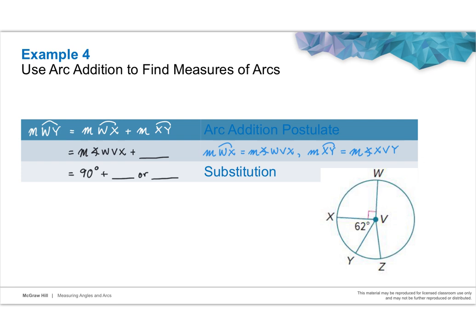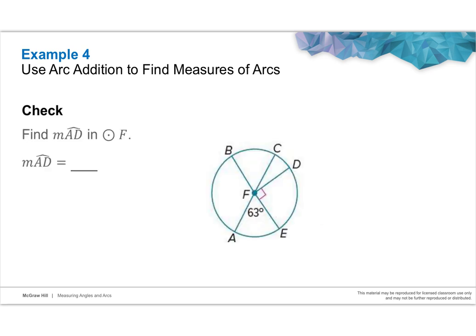angles. So the measure of angle WVX is 90 degrees, if we just kind of go down that left-hand column of values there, and that the measure of XY, arc XY, is going to be the same as the measure of angle XVY, which we know is 62 degrees. And when we add those up together, we get 152 degrees for the measure of arc WY. One last check in this video, see if you can apply that arc addition postulate to this final check.